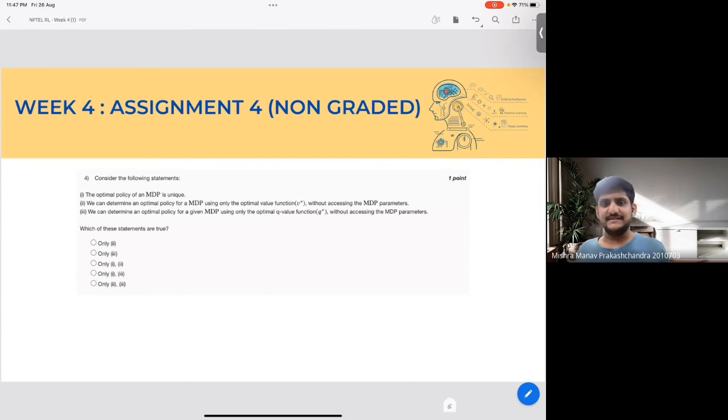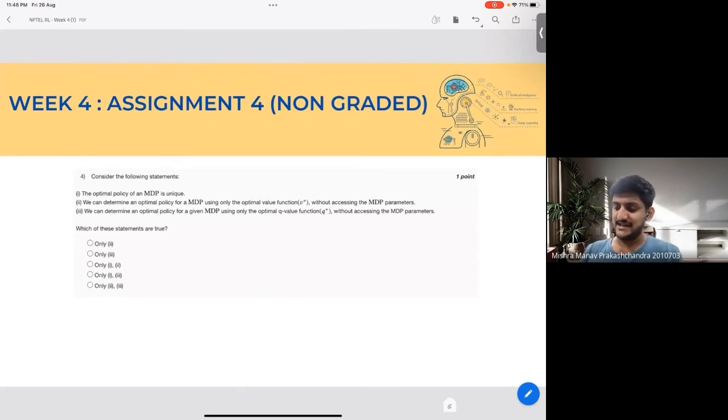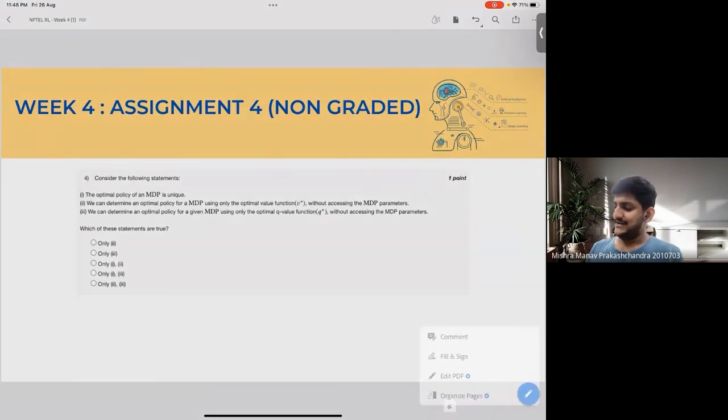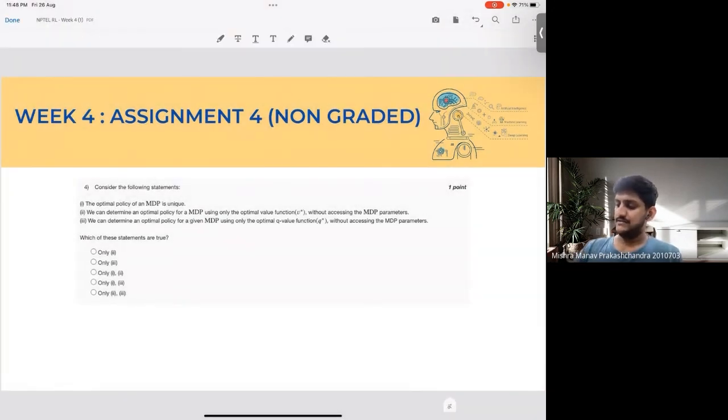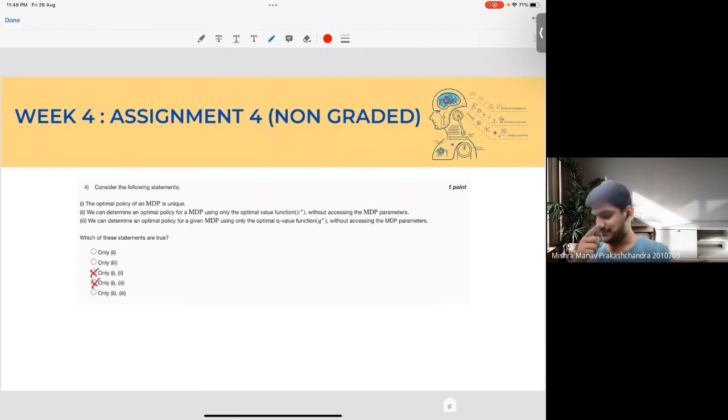So the fourth question is, I have three statements. I need to find out which of the statements is true. The optimal policy of an MDP is unique. Again, this is incorrect. The optimal policy is not unique, but the optimal value function is unique. So option 1 is incorrect. So I just quickly eliminate all the options showing statement 1 to be correct.